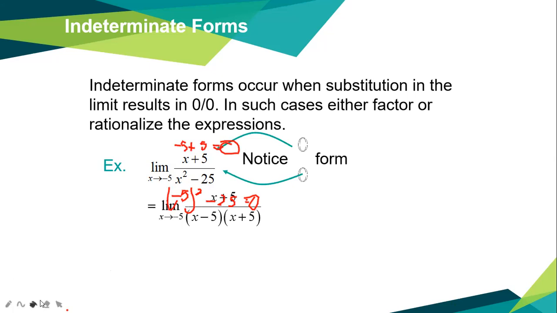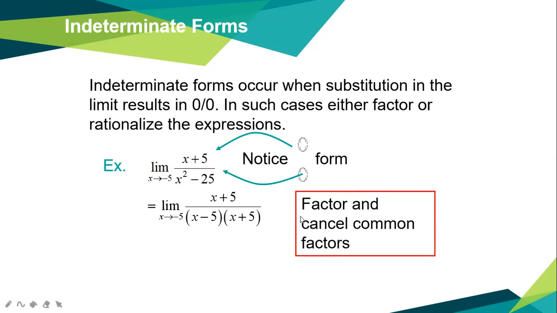So what we are going to do is factor out the denominator. Now we have the limit of x plus 5 all over x minus 5 times x plus 5 as x approaches negative 5. Okay, so we can now simplify. We are going to factor and then cancel this common factor: x plus 5 in the numerator and x plus 5 in the denominator.